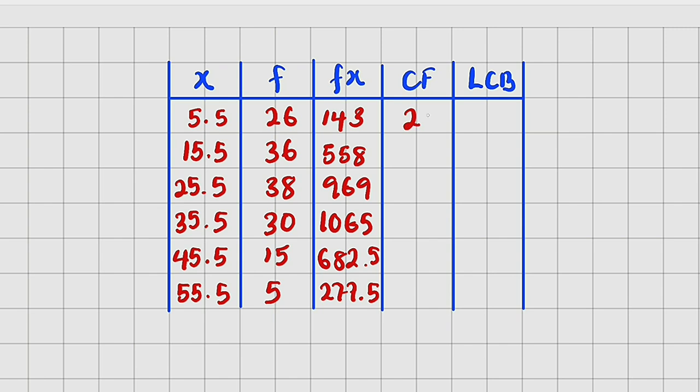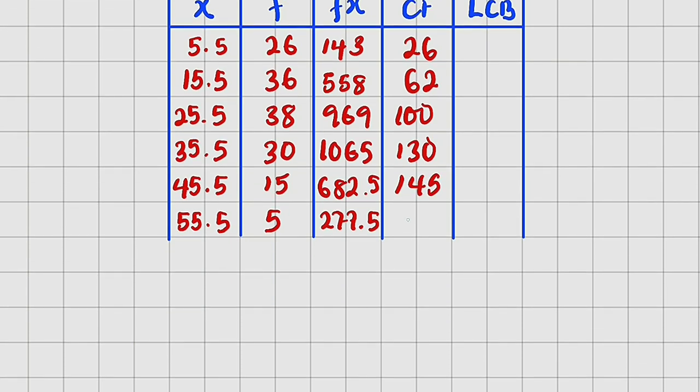So you write 26 here. Then you take this 26, you add it to 36. That's going to give us 62 exactly. Then you take 62, you add it to 38, that will give us 100. Then you take 100, you add it to 30, that will give us 130. 130 plus 15, that is 145. And lastly, 145 plus 5 is 150.